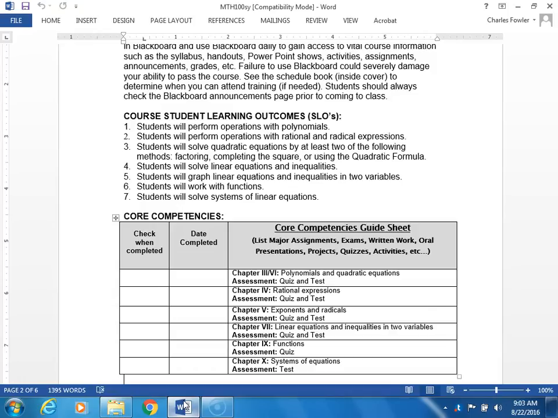Students will solve linear equations and inequalities. We do that throughout the whole term. Every chapter we'll do that. Students will graph linear equations and inequalities with 2 variables. That's Chapter 7. Linear equations and inequalities in 2 variables. Okay? Students will work with functions. That's Chapter 9, functions. We'll only do a couple sections there. And students will solve systems of linear equations. And that's Chapter 10. Okay?